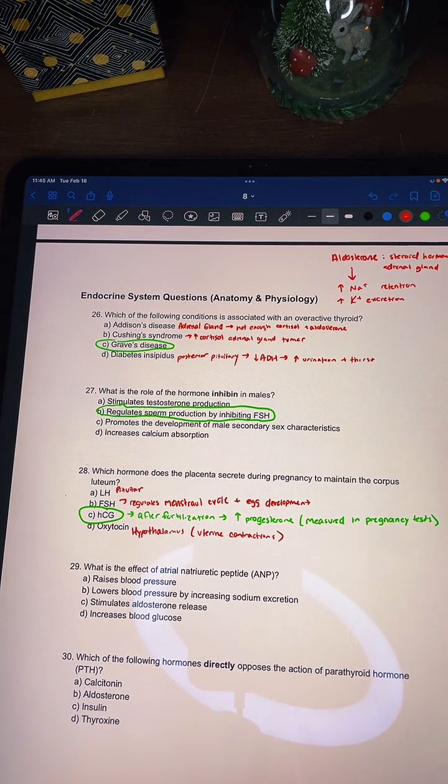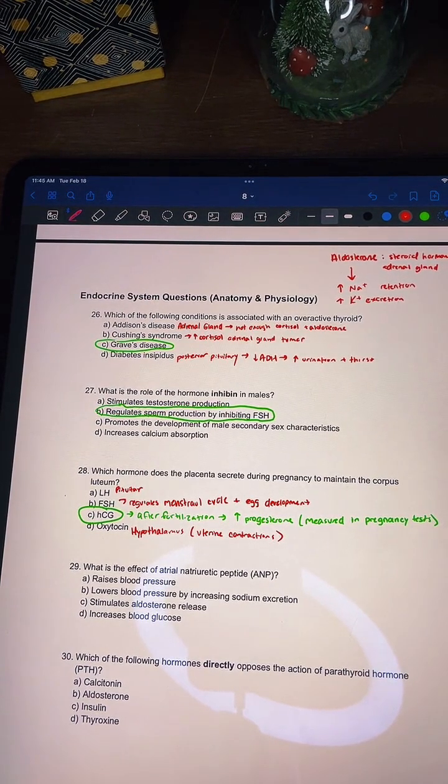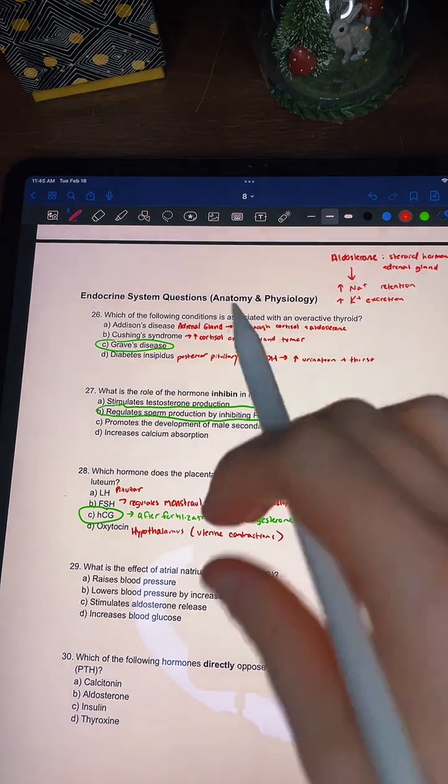Are we all good? Oh, my Siri started. Oh, no. Shut up, Siri. Sorry about that. Old Siri. Anyway, I don't see any more questions on this one, so I will move on.